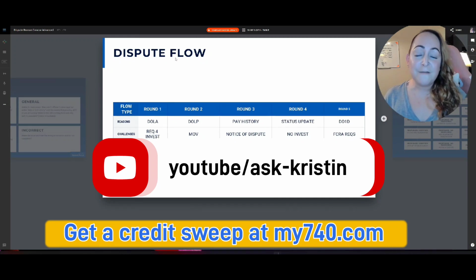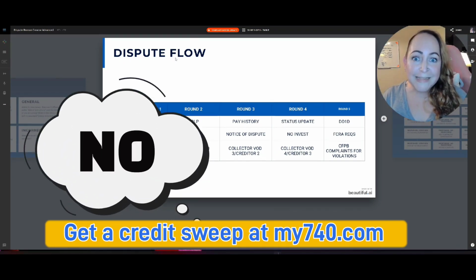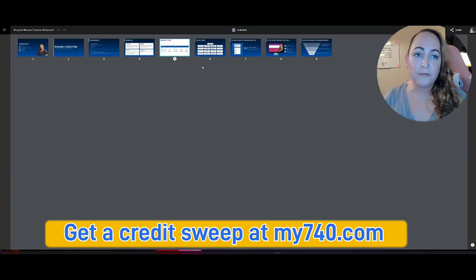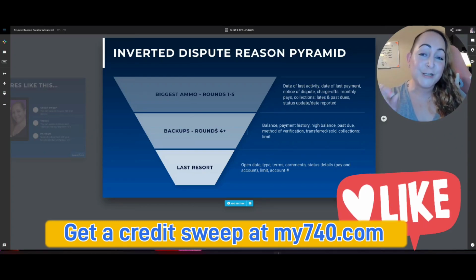All right, so this is the advanced dispute flow. Now, here's the deal. A lot of people think that all you have to do is send out one round of disputes and whoa, that's it. Your negative items come off. That's not how it works. You see, there's very specific things that we need to say in our letter for this to work. You see, we have big guns, little guns, and squirt guns when it comes to using dispute reasons.